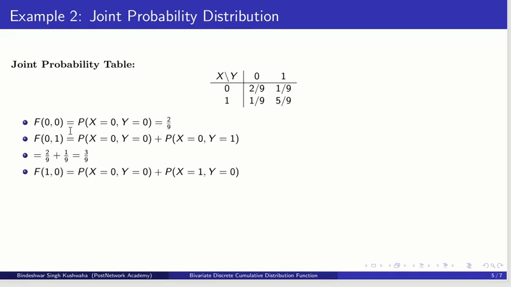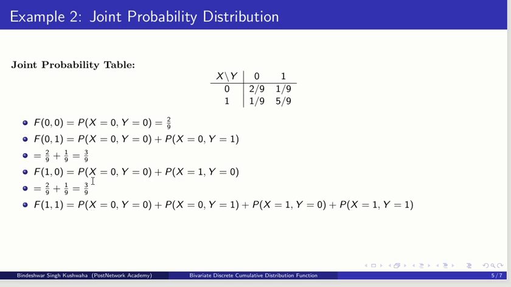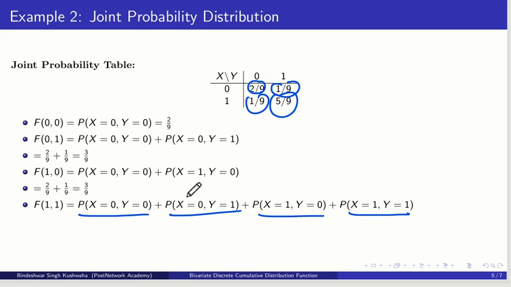In the same way F(1,0), that means X is equal to 0 and 1, Y is always 0, because for all values of X, Y would be 0. So let us see the values from the table. Again, that is 3 upon 9. F(1,1): you can see that there are F(0,0), (0,1), (1,0), (1,1), means all four values you are taking. So obviously that would be 1.